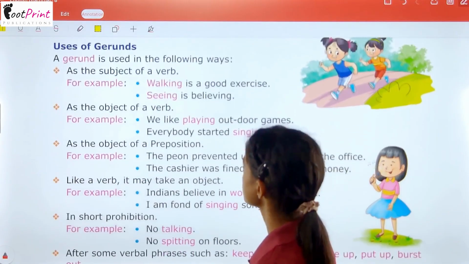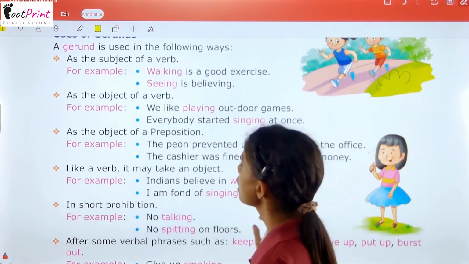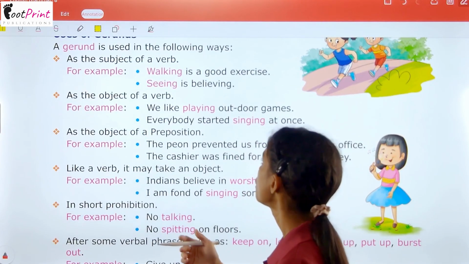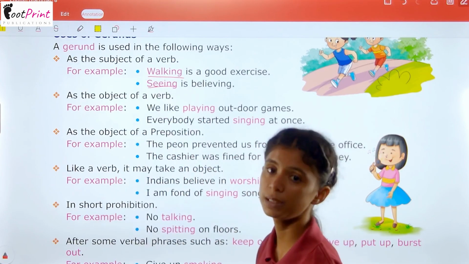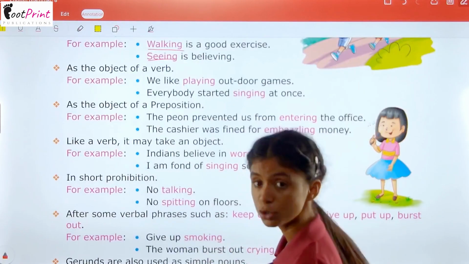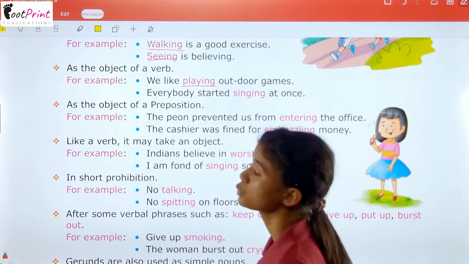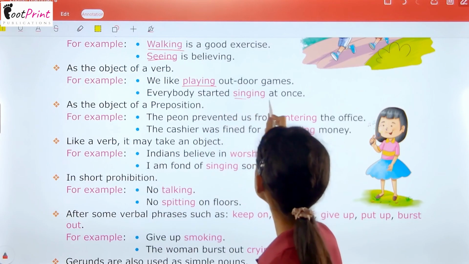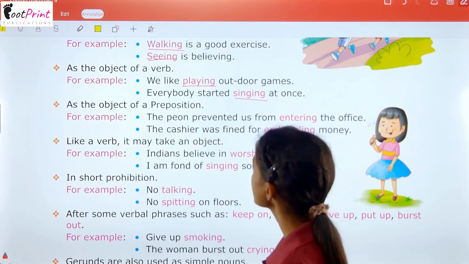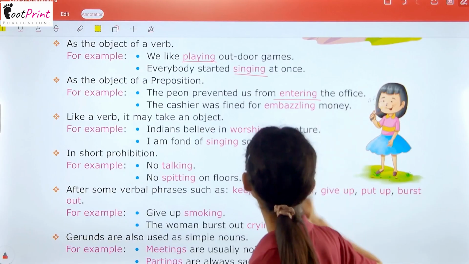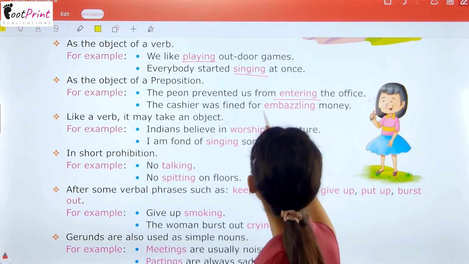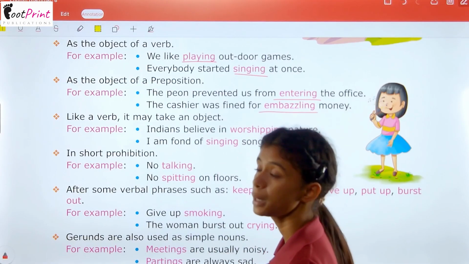The uses of gerunds. They are used in the following ways. First, as the subject of a verb. For example, walking is a good exercise. Seeing is believing. Or as the object of a verb, we like playing outdoor games. Everybody started singing at once. As the object of a preposition, the peon prevented us from entering the office. The cashier was fined for embezzling money.